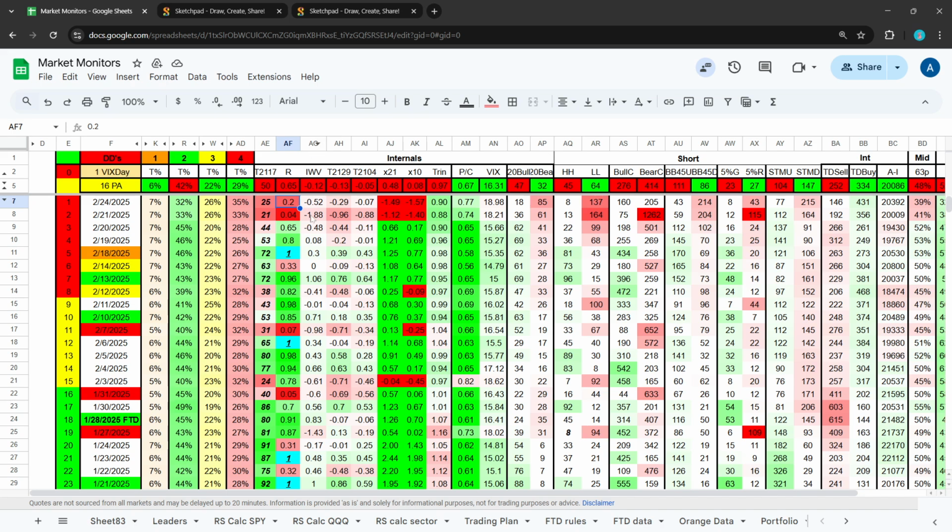And then also in this column right here, I'm just taking the P&L for the day, whether up or down, of the IWV index. This T2129 and T2104 are just a way to get volume into my spreadsheet. It just tells you if the volume is positive or negative. And then over here, we have X21 and X10. That's where the ETF is relationship of the 21 and the 10 exponential moving averages, whether they are above or below, and currently we're below.